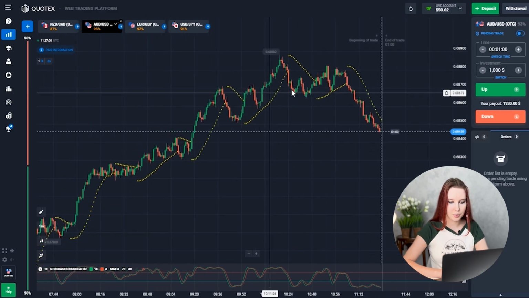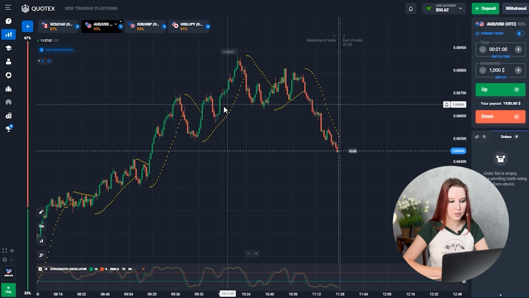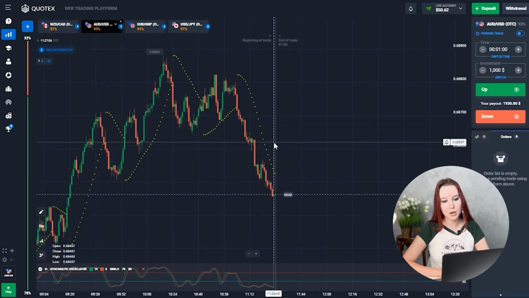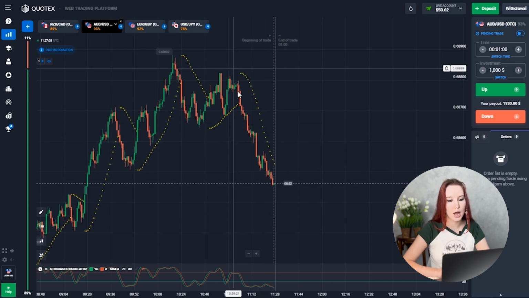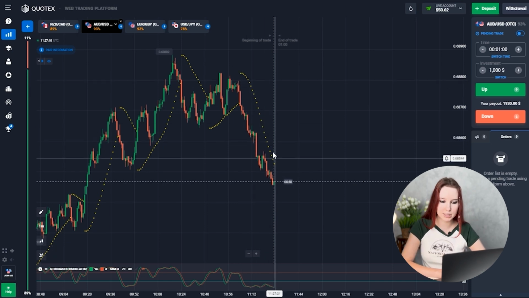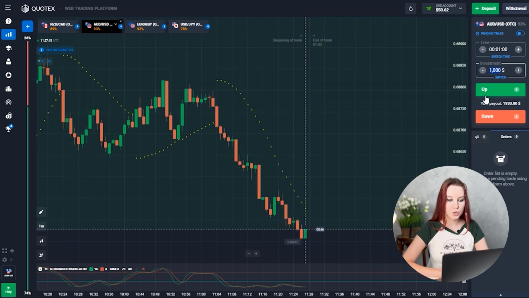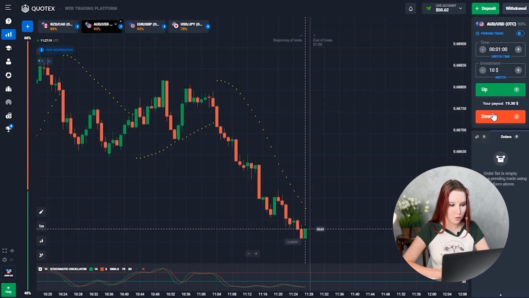Alright guys, let's start our trading session on the second currency pair. On this currency pair, we can see that the overall trend of this chart is an uptrend. We can also see that the price is slowly starting to correct downwards, and the candles are below the parabolic SAR. So I want to open my first trade for 10 bucks down here. Let's go.